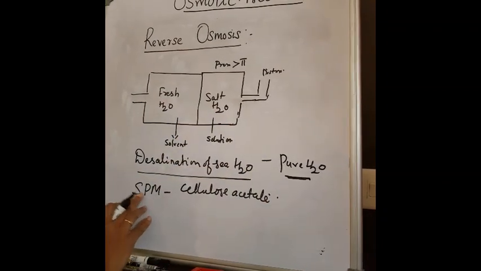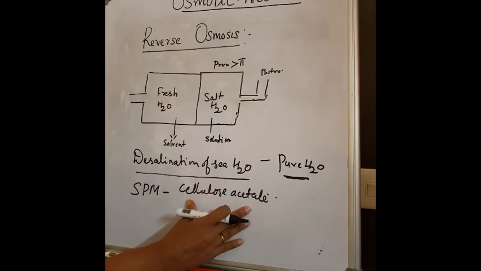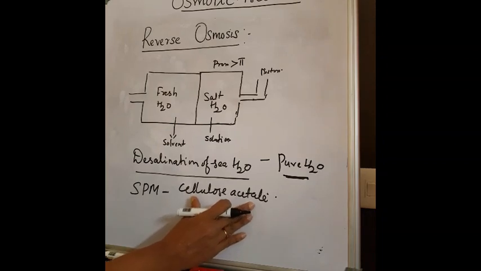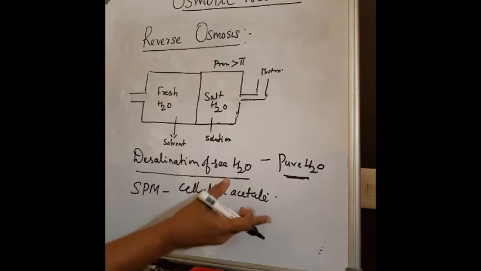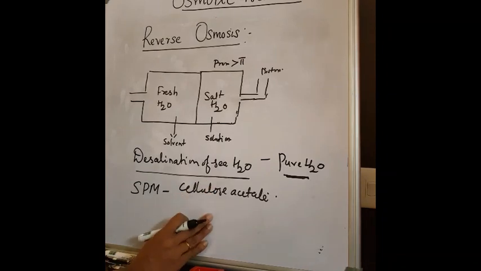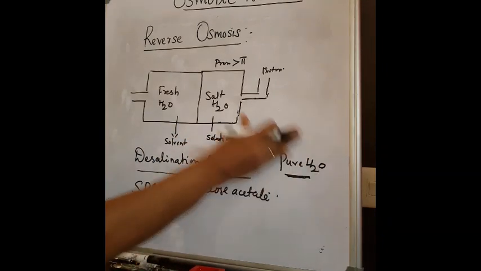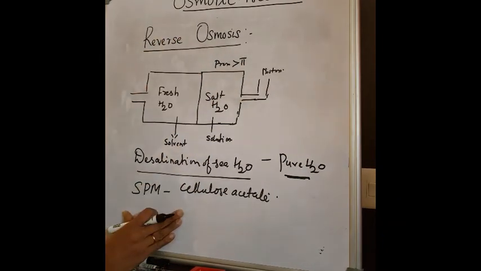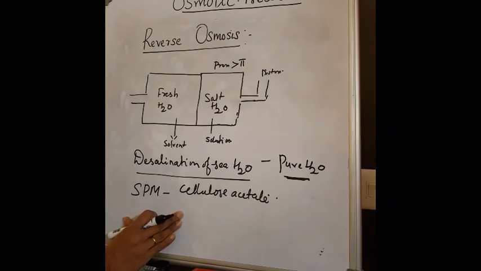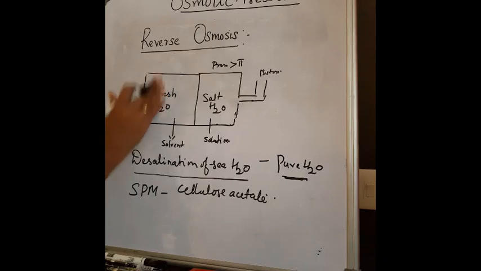Normally the SPM or the semi-permeable membrane used for reverse osmosis is cellulose acetate. This cellulose acetate is permeable to water, but it is impermeable to the impurities and ions present in seawater. That is how we get pure water for drinking through reverse osmosis. Correct? So nowadays in many countries, these desalination plants are there to meet their potable water requirements. So this is about reverse osmosis.